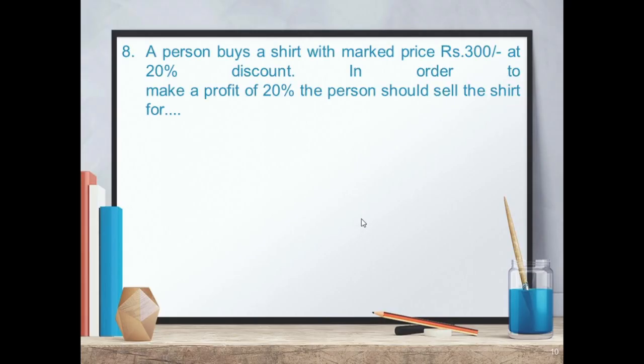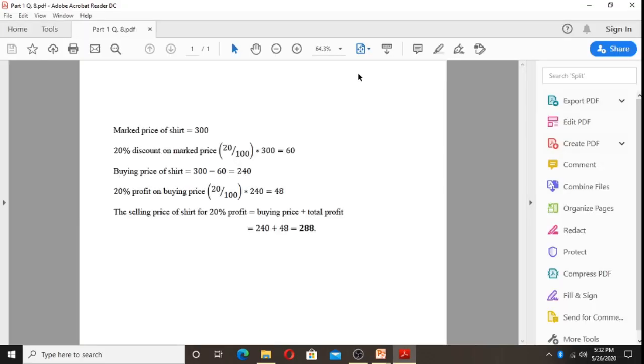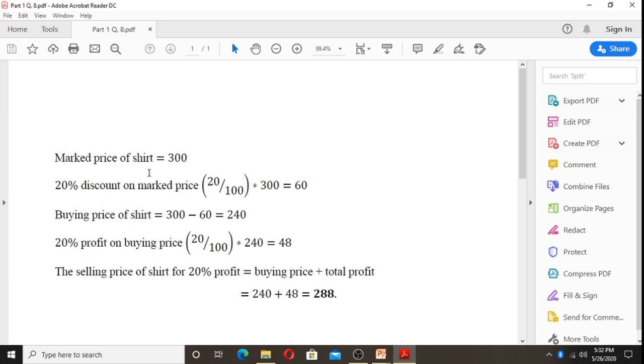Next question is, a person buys a shirt with mark price rupees 300 at 20% discount. In order to make a profit of 20%, the person should sell the shirt for, the correct answer is rupees 288. And see the explanation for that. As the mark price of the shirt is 300 rupees, with 20% discount on that mark price, the total discount will be 20 upon 100 into 300, that is rupees 60.